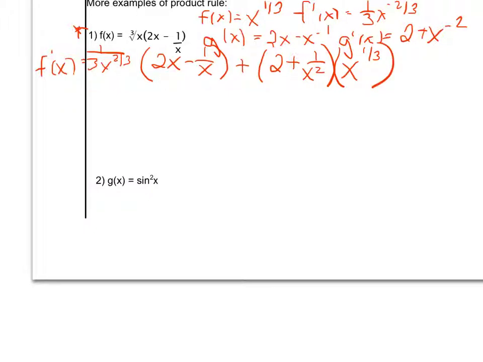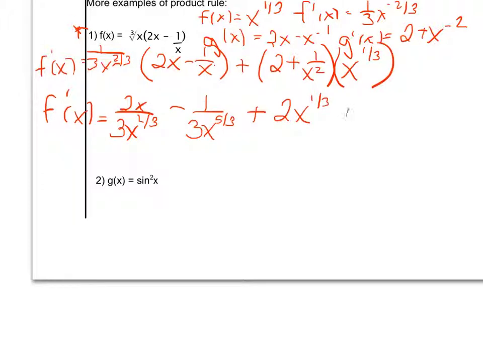So now from here, I'm going to go ahead and clean it up. So I distribute in here, and then I'm going to go ahead and distribute in here, and I'm going to get f prime of x equals 1 over 3x to the 2/3 times 2x is going to be 2x over 3x to the 2/3 minus 1 over 3x to the 5/3, because I can add the exponents of 2/3 and 1, plus distributing x to the 1/3 in, 2x to the 1/3 plus x to the 1/3 over x squared.